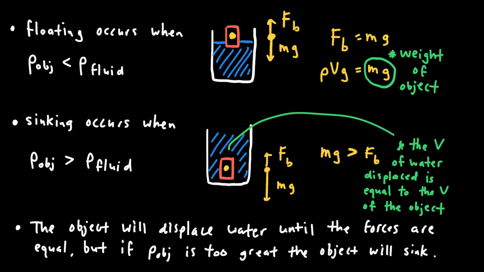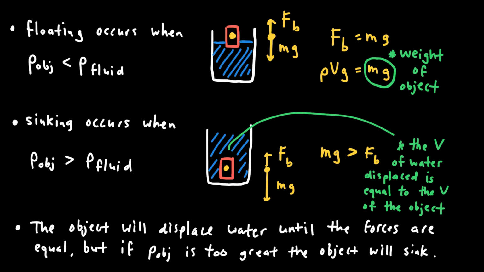It's good now to talk about what would cause an object to float or sink. An object will float if it's less dense than the fluid. So in this example, if my object has a density that is less than the fluid it's being placed in, then it's going to float. And if that happens, just as I mentioned, the buoyant force that points up will be equal to the weight of the object that points down.